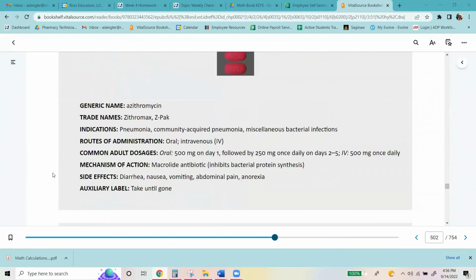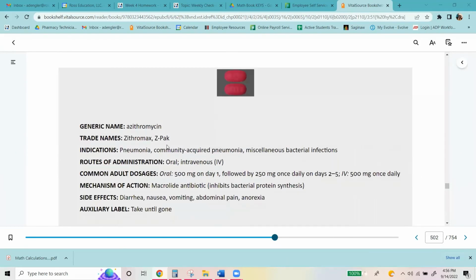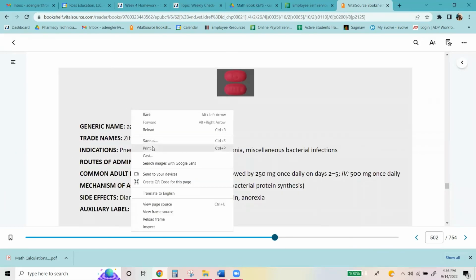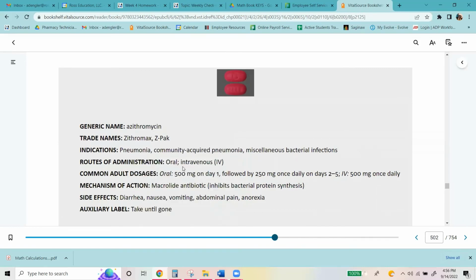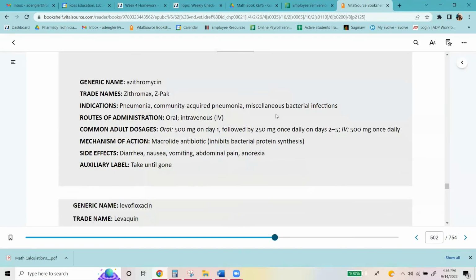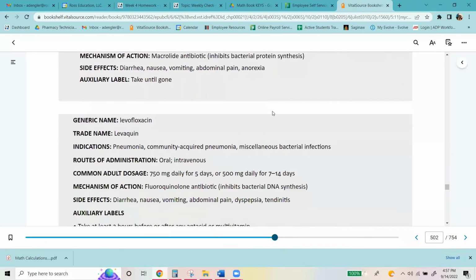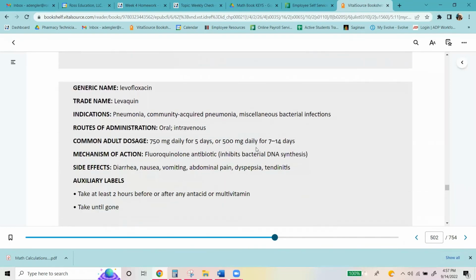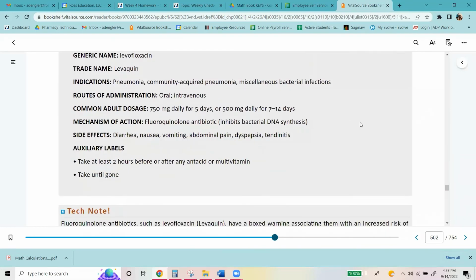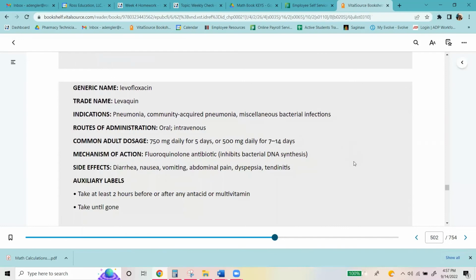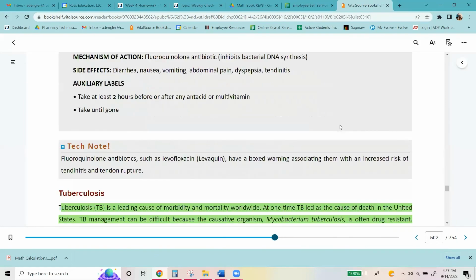So we have drug treatment like Zithromax or Z-Pak, which I'm sure many of you have already had in your life or seen. It can be given oral or intravenous, so it can be given as a discharge medication or a medication in the hospital. We have Levaquin, which treats pneumonia and community-acquired pneumonia, like from being in the hospital or from being in a nursing home.